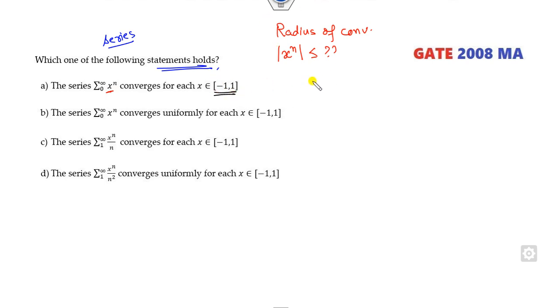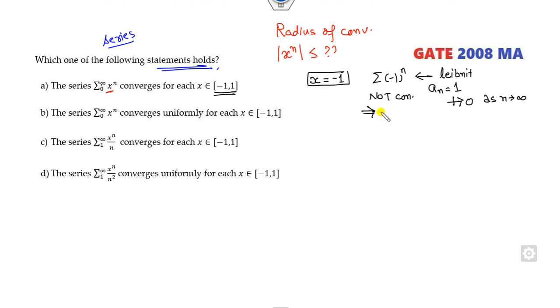Look at the intervals. You can check x equal to minus 1 firstly. What is my series? Minus 1 raised to the power n. This is an alternating series, so you have to apply the Leibniz test. What is the an? An is 1, which does not go to 0 as n approaches infinity. What is the meaning of that? It is not convergent. If it is not convergent, it means it is not uniformly convergent. So the first option is cancelled out. Similarly, at x equal to minus 1, it is not convergent.